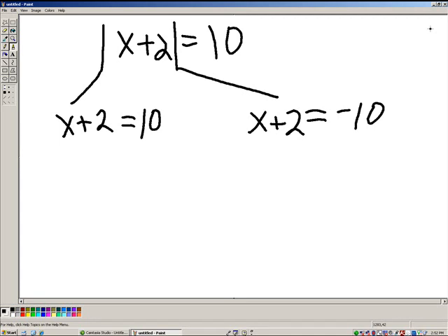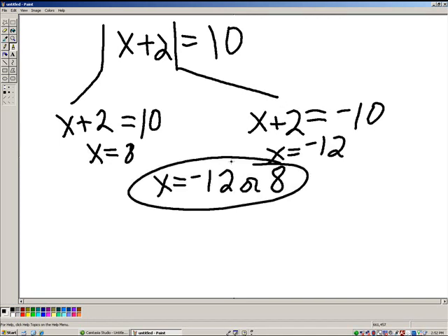Once we have these two equations that we're reminded of by the two bars in the absolute value sign, then we can simply solve the two equations. And we get x equals negative 12 or 8.